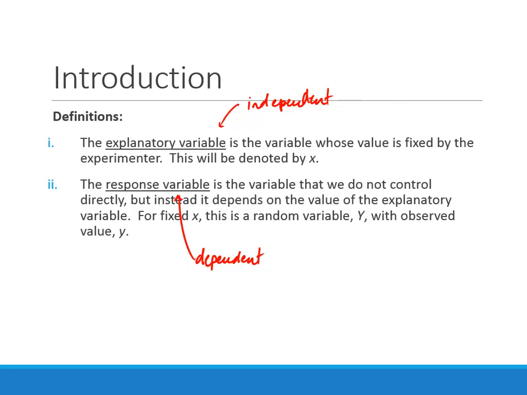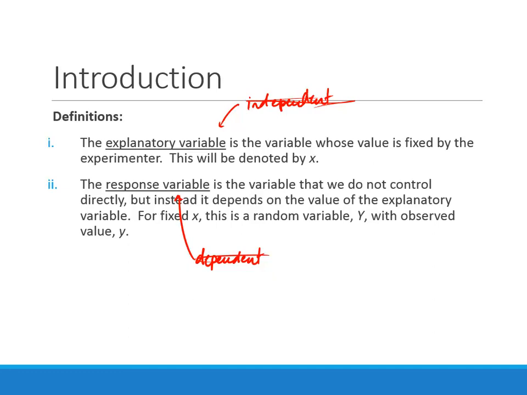Have you guys heard that before? Independent, yeah. So we're going to go with explanatory and response because by now we have a very different sense of what the word independent means, and so I don't want to confuse that. So that refers to the same thing, but we'll go with explanatory and response. So by definition, our explanatory is what we fix, what the experimenter fixes, or something that we can observe. And then the response is the variable that we're not controlling, but that depends on this explanatory variable.